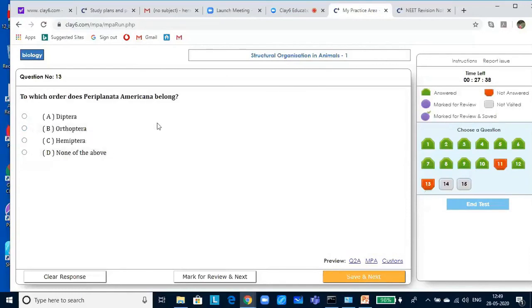The order to which Periplaneta americana belongs is Orthoptera. Cockroach is an insect because it has 6 legs. How many segments form the head capsule of the cockroach? 6. So let me end the test.